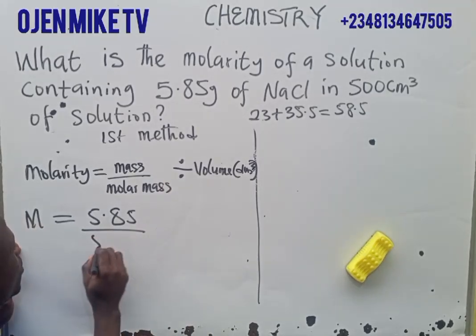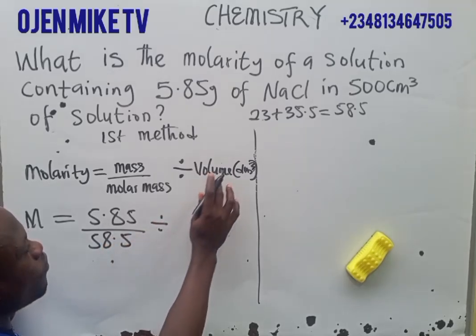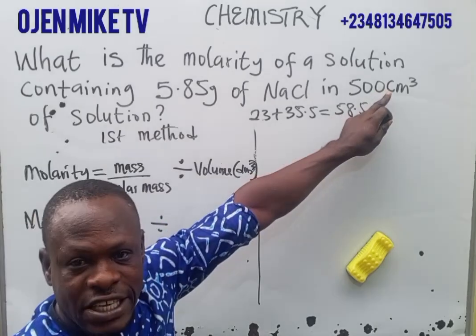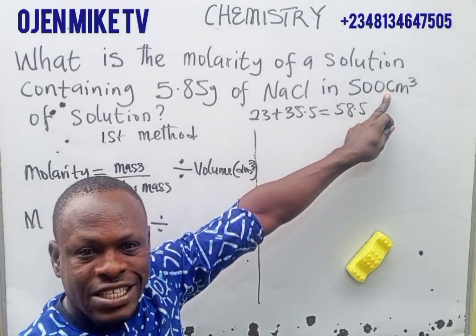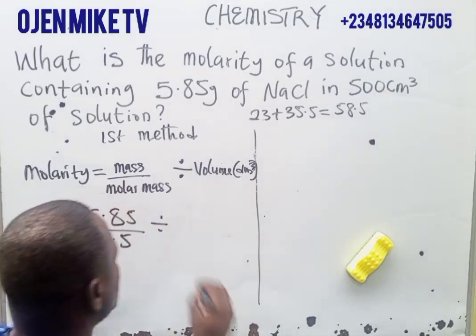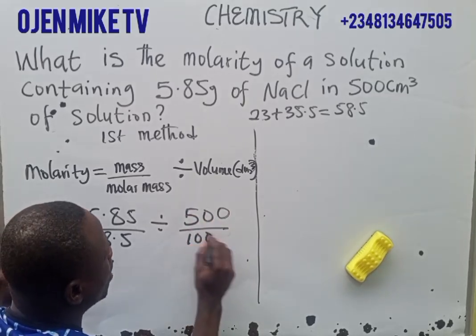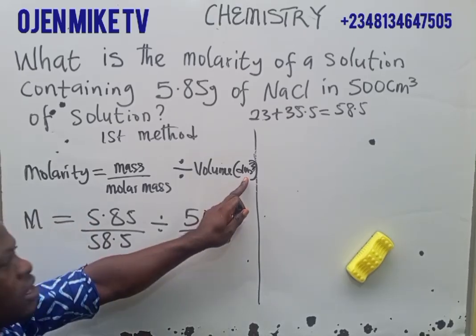So we say 58.5, you divide it by volume. Volume here is given in cm cube. You need to convert it into dm cube. How do you do that? You divide it by 1000. So you say 500 divided by 1000, because you want to convert it into dm cube.